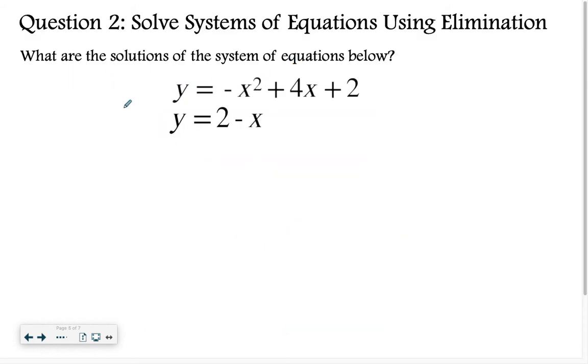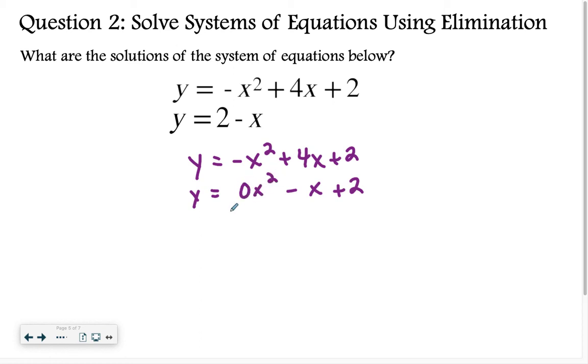All right, now this is one for you to solve. The only thing I'm going to do before I let you solve this is I'm going to rewrite it. I'm going to say y equals negative x squared plus 4x plus 2. And then I'm going to say y equals, and then instead of writing 2 minus x, I'm going to put that positive 2 right over there. And then it's a negative x, so I'm going to put negative x. And then I'm going to put my 0x squared in as a placeholder. All right, now go ahead and solve this system using elimination. Good luck.